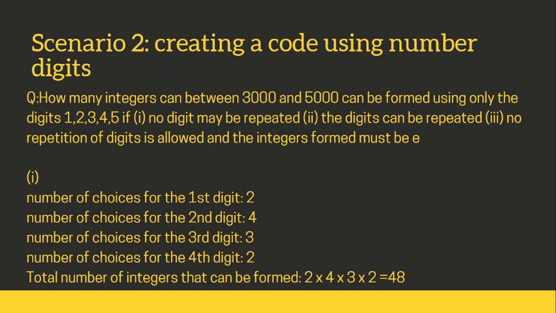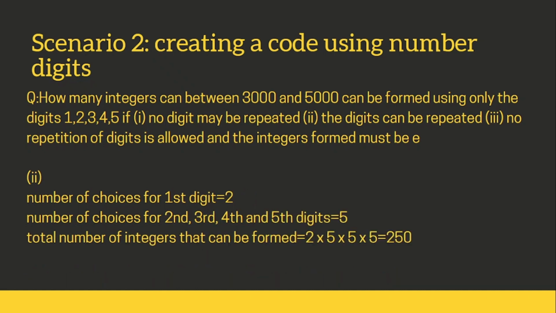In the case where no digit will be repeated, we have to look at the first part, which is between 3000 and 5000. So in this case, the number can only start with a 3 or 4, which is why we have 2 choices for the first digit. For the second digit, we have 4, because we originally had 5 digits, now we only have 4. Then times 3 times 2. So the total number of integers that can be formed is 2 times 4 times 3 times 2 equals 48.